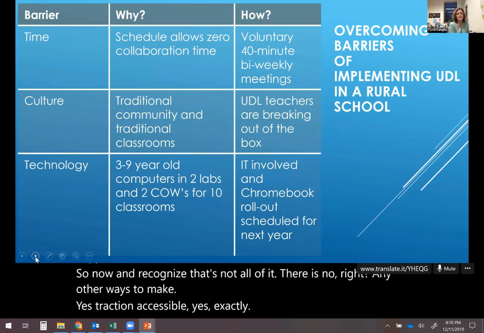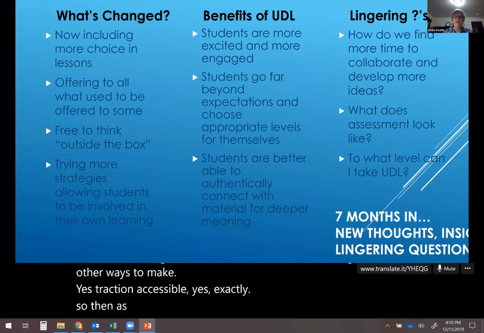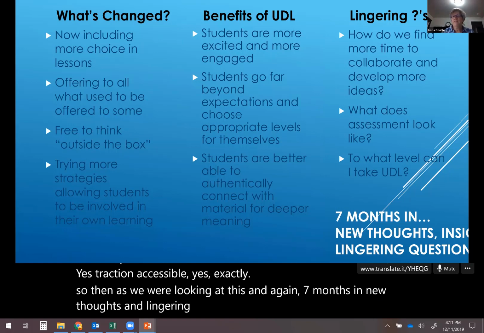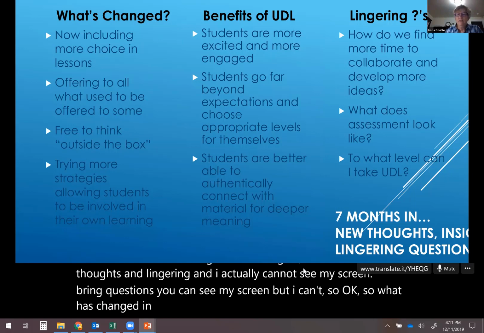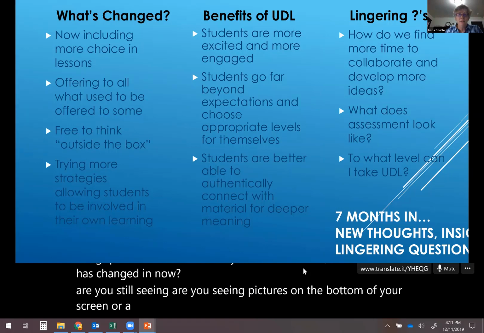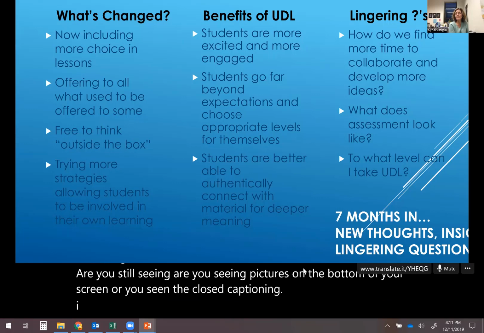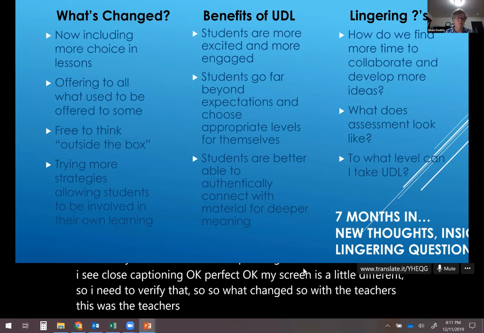So, as we were looking at this, seven months in, with new thoughts and lingering questions, I actually cannot see my screen. You can see my screen, but I can't. Okay, so what has changed? Are you seeing pictures on the bottom of your screen, or the closed captioning? I see closed captioning. Okay, perfect. My screen is a little different, so I needed to verify that. So, what changed? This was the teachers, correct, Cindy? These were questions to the teachers.